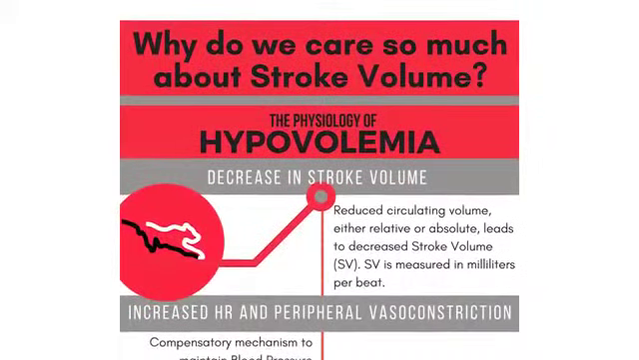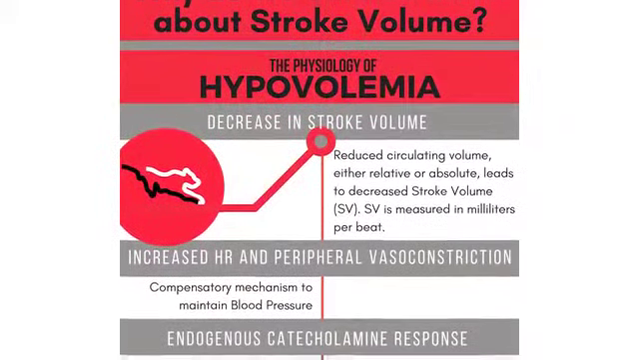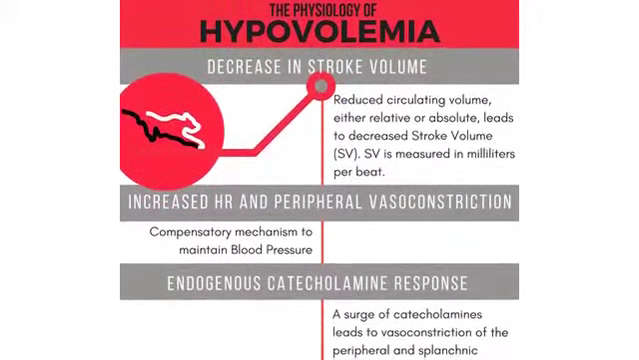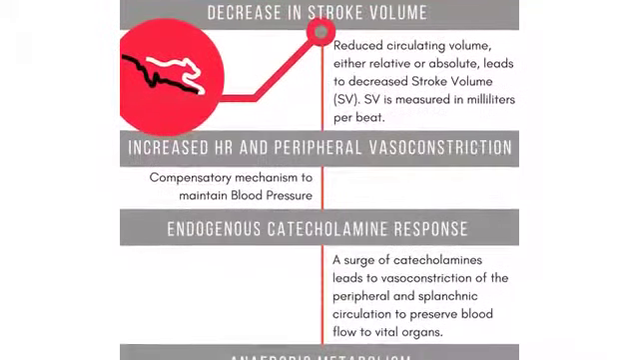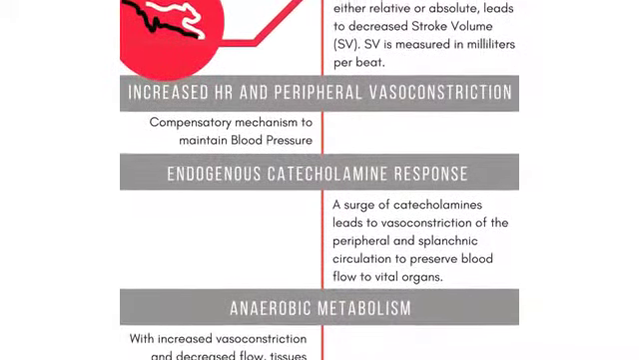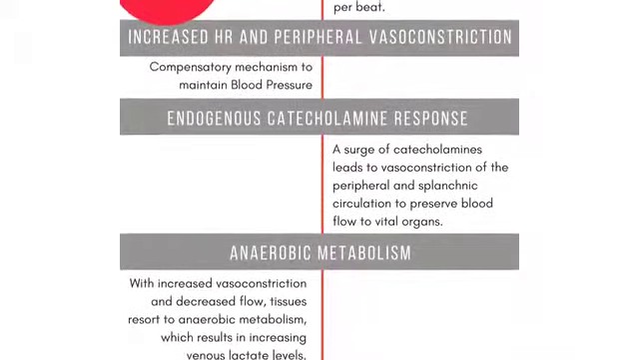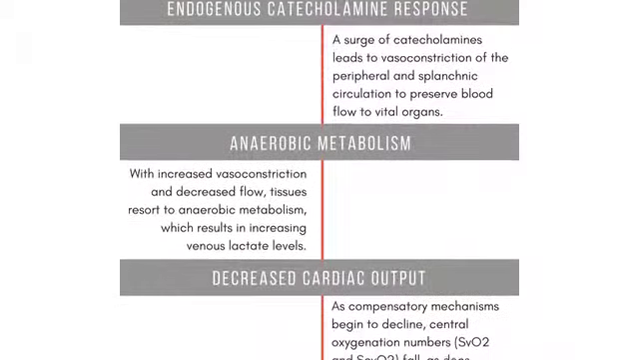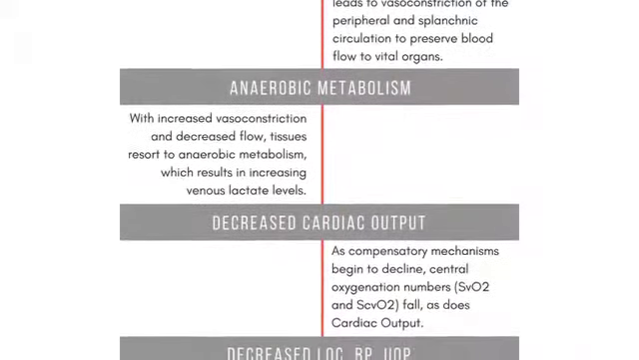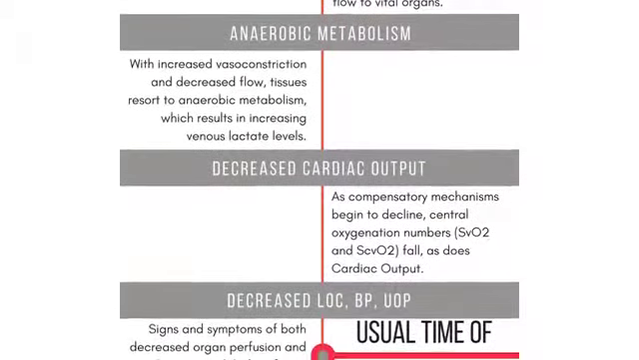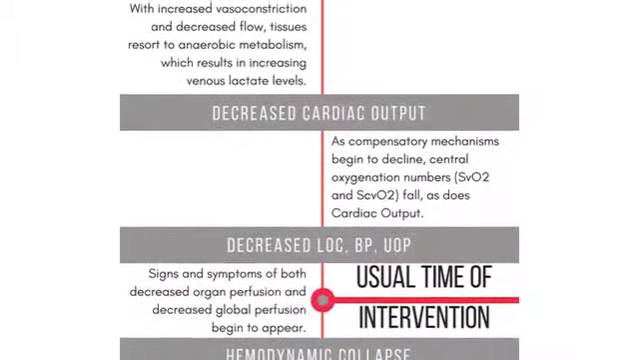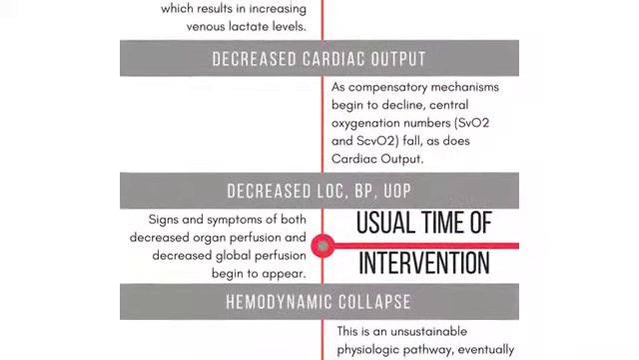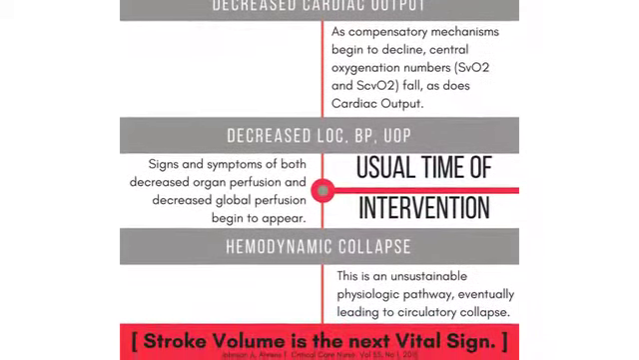Actually, trending stroke volume may be helpful here because my stroke volume will change before my blood pressure changes. We know that the body is always compensating, right? It's working to maintain our blood pressure, right? And if the body is struggling with perfusion, then you may see a drop in stroke volume before you actually see a drop in your blood pressure. So that's really helpful for you to know. So do I have a pressure problem? If the answer is no, we're done.